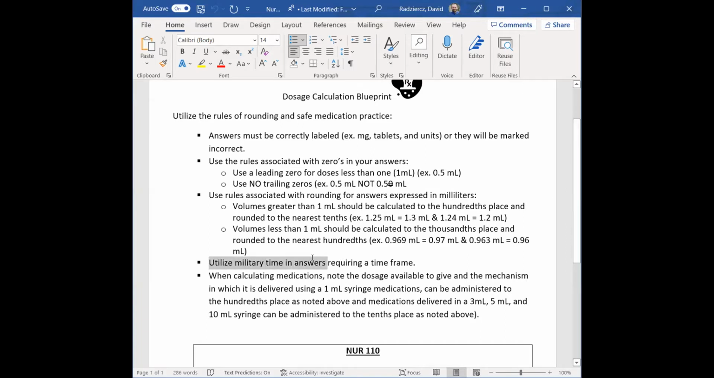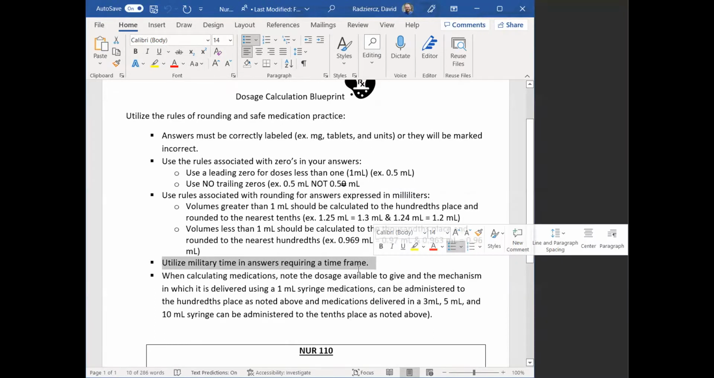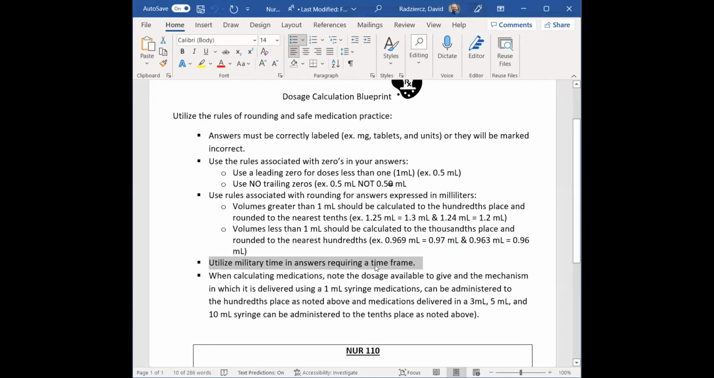When we come across this, some questions will require you to understand and utilize military time. You'll see that a little bit more in the coming semesters, not so much this one. What that means, if you're not familiar, is that midnight in military time is 0000. Then 1 a.m. is 0100, and 2 a.m. is 0200, and it goes all the way up: 300, 400, 500, 600, 700, 800, 900, 1000, 1100, and then 1200. Now we're at noon, and then we keep counting.